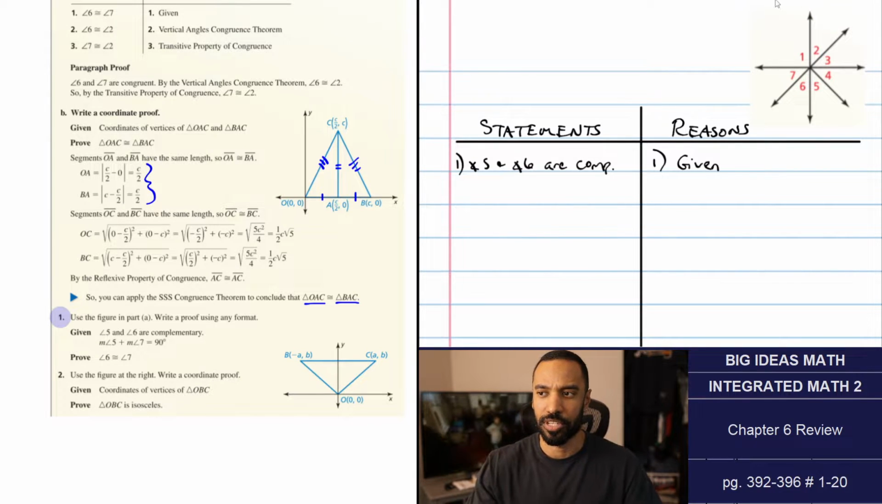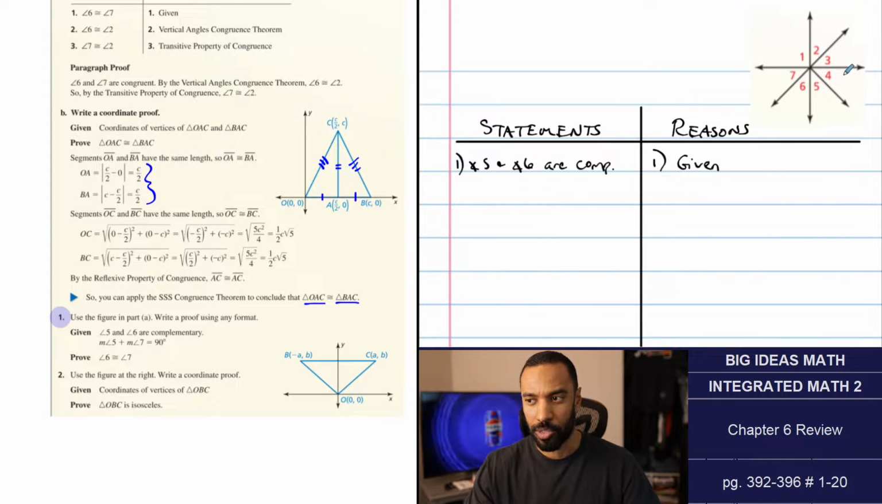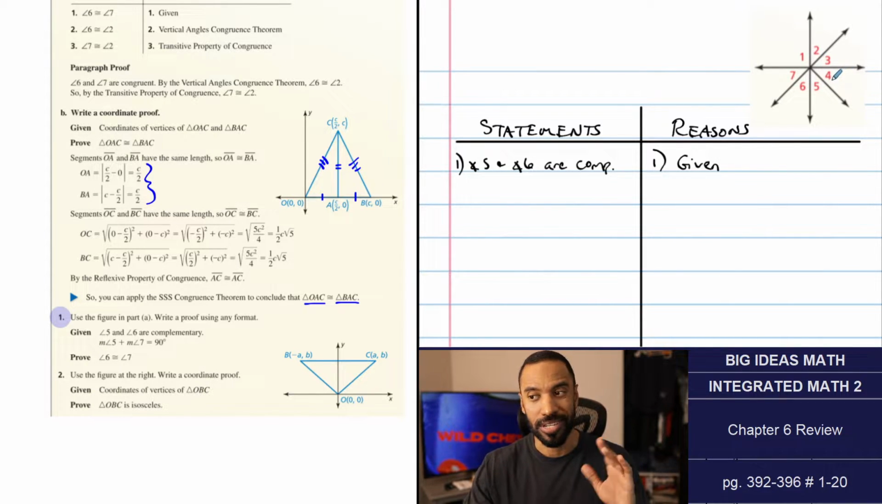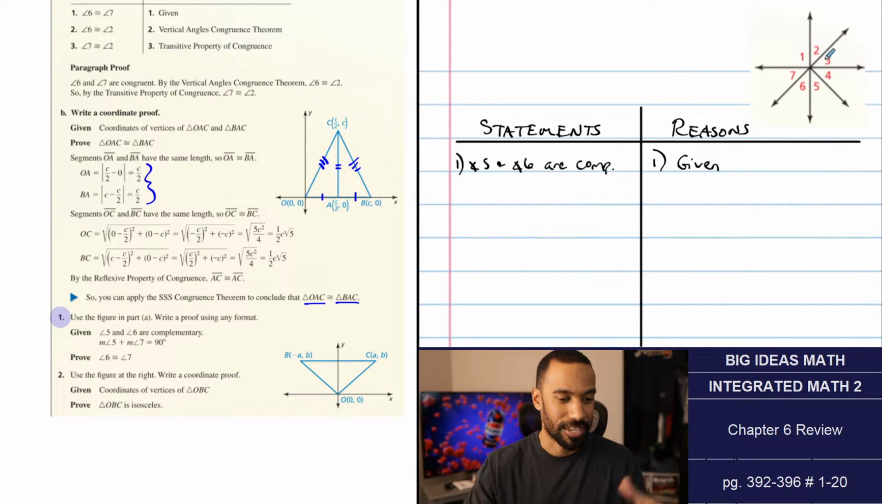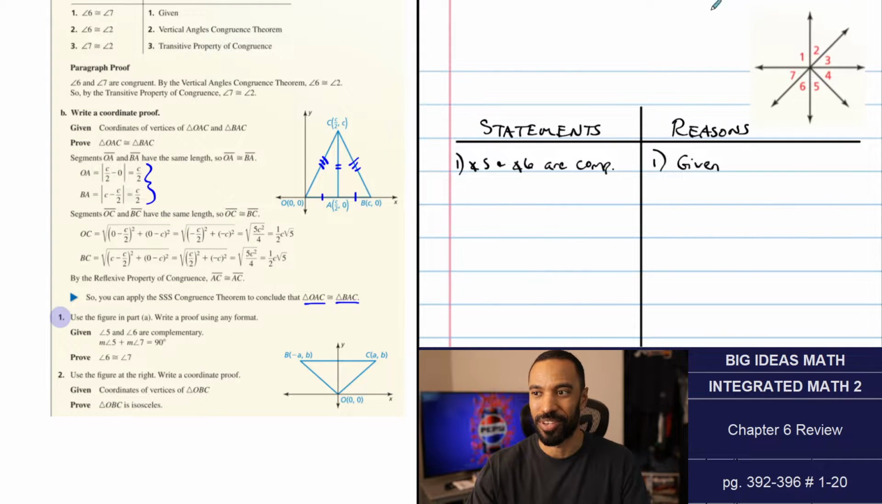Now notice that 5 and 6 are adjacent with each other. That is not a requirement for complementary angles. And if you don't know what complementary angles are, it's not congruent. It's not that they're the same. They could be, but it's not that they're the same. It's that they add to 90 degrees. Just like the next one, 5 and 7 also add to 90 degrees.